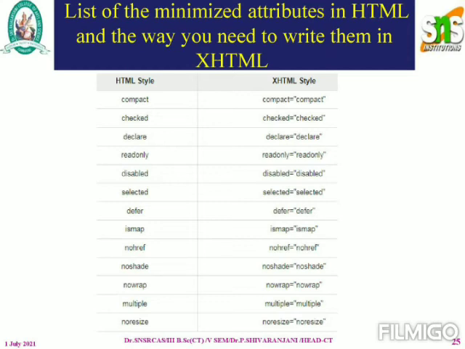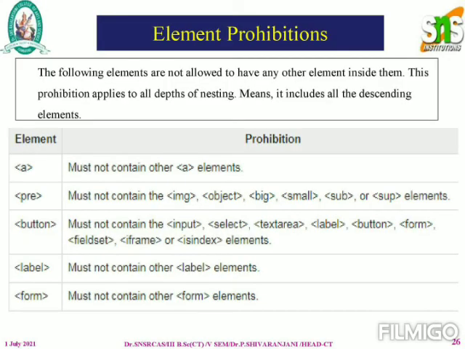IS map equal to, within double quotes, ISMap. So everything you have defined is within double quotes. Okay, so the next one is some of the elements prohibition. The following elements are not allowed to have any other elements inside them. This prohibition applies to the depth of the nesting, meaning that it includes all the descendant elements.